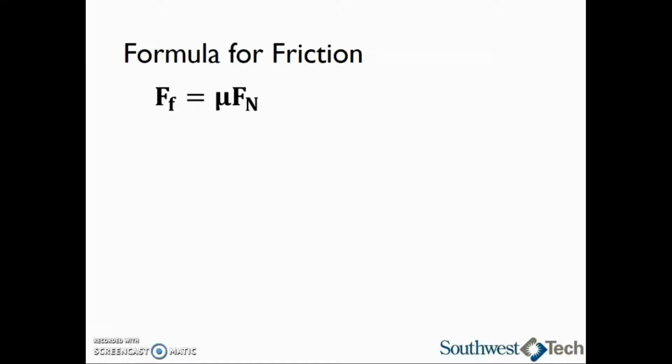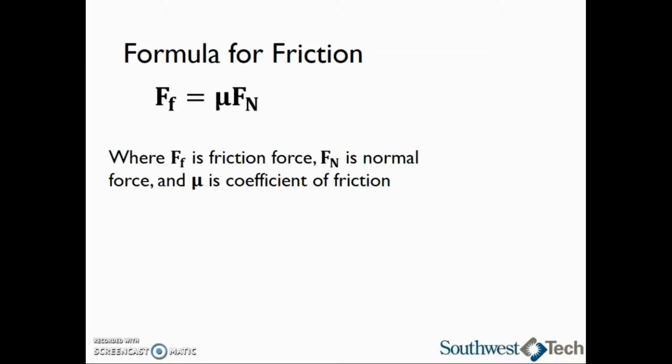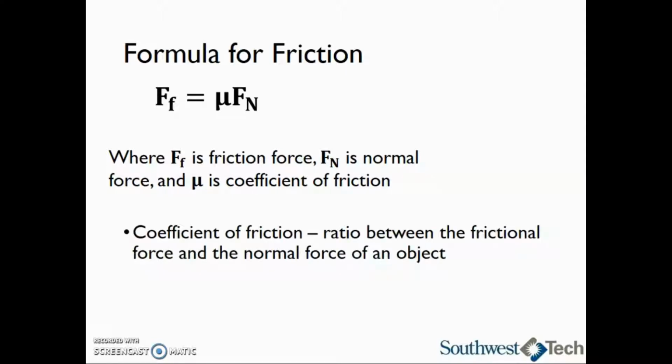F sub F, or the frictional force, is equal to the Greek letter mu multiplied by F sub N, or the normal force. Mu is the coefficient of friction. The coefficient of friction is just a ratio between the frictional force and the normal force of an object. The coefficient of friction is a constant for two surfaces in contact with one another. We will look at some values for the coefficient of friction in a minute.